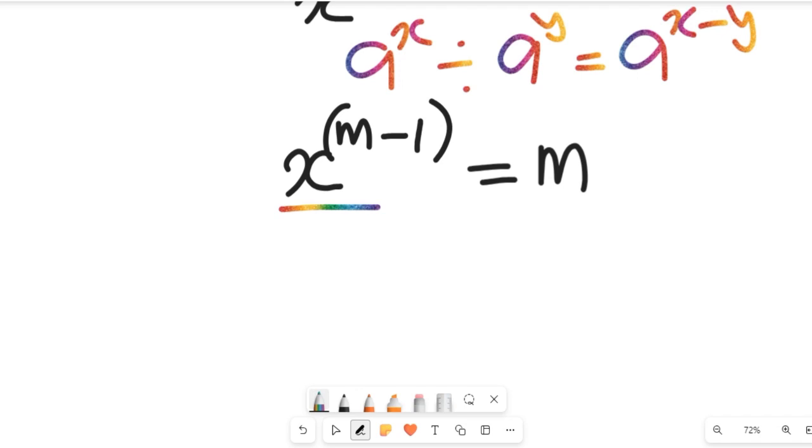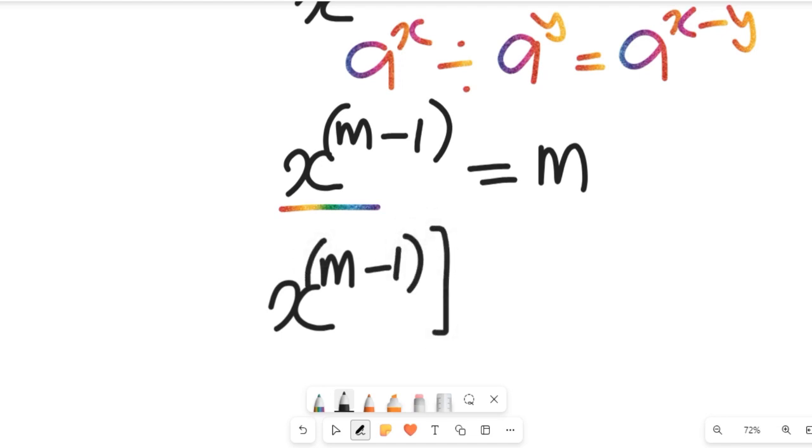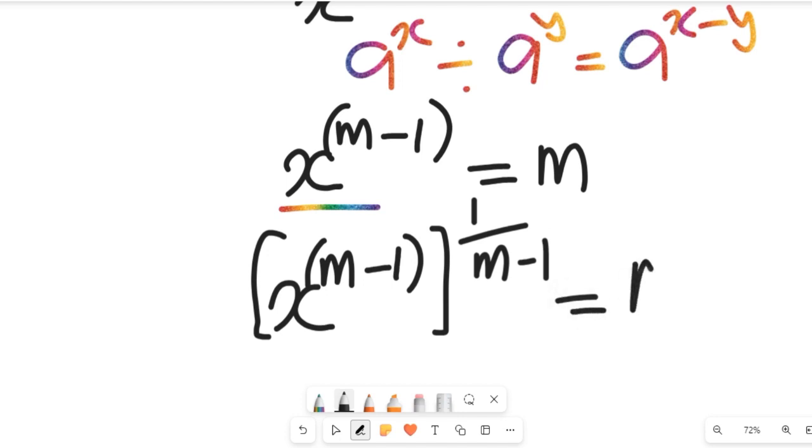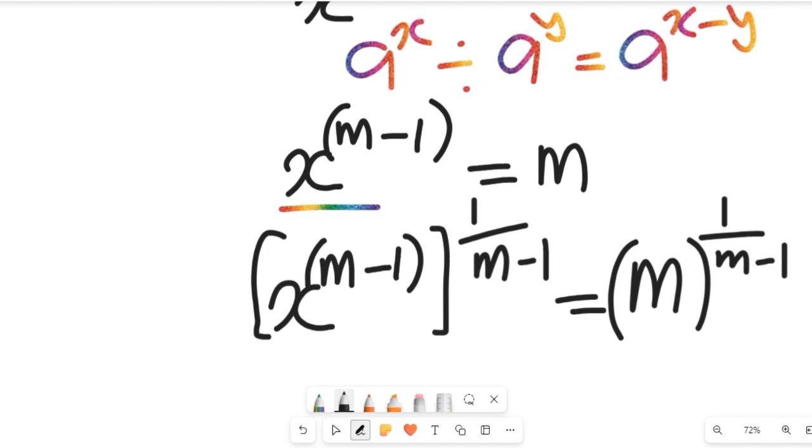So we'll multiply both sides by 1 divided by m minus 1. We'll have x to the power of m minus 1, right? And all this will have to be multiplied by 1 divided by m minus 1. And the same thing will be done to the right hand side. This will be equal to m to the power of 1 divided by m minus 1.